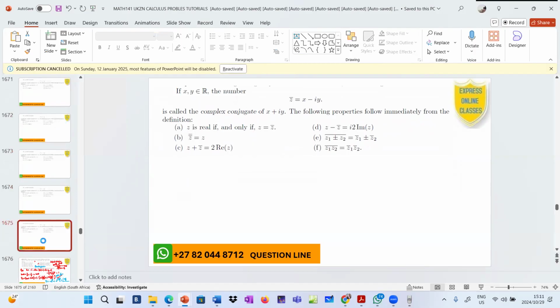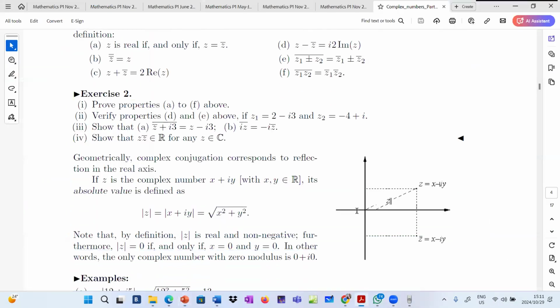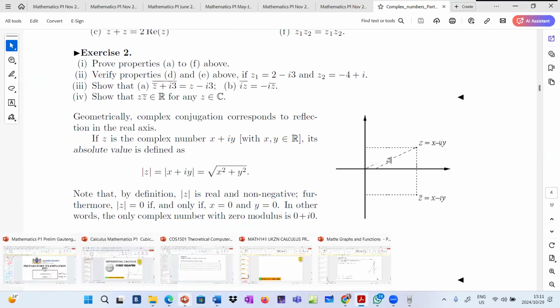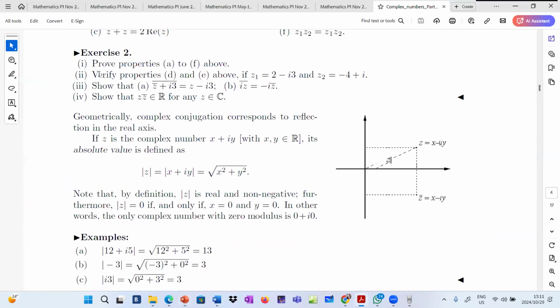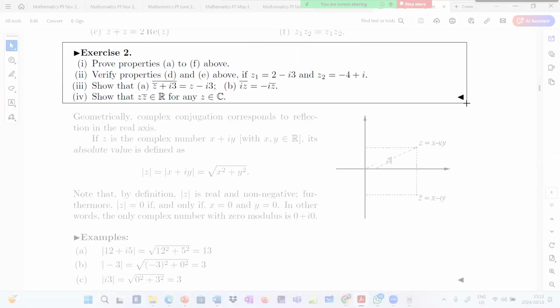Okay, I'm including this one here. Then we also have this one. So we continue.